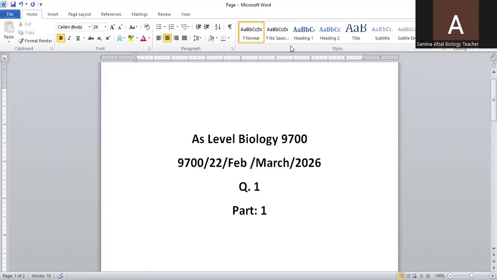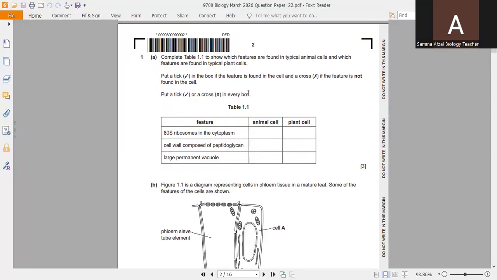AS Level Biology 9700, Paper 2, Variant 2, February March 2026, question number 1. Complete table 1.1 to show which features are found in typical animal cells and which features are found in typical plant cells. Put a tick in the box if the feature is found in the cell and a cross if the feature is not found in the cell. Put a tick or a cross in every box.